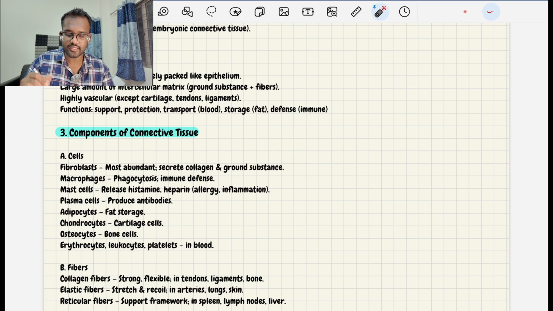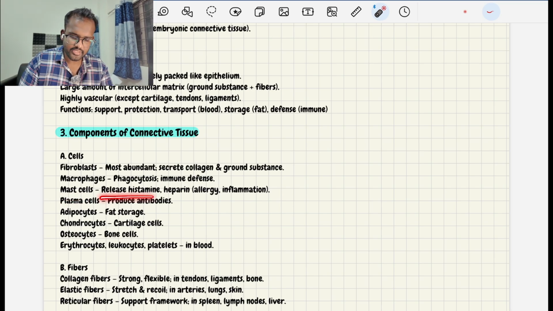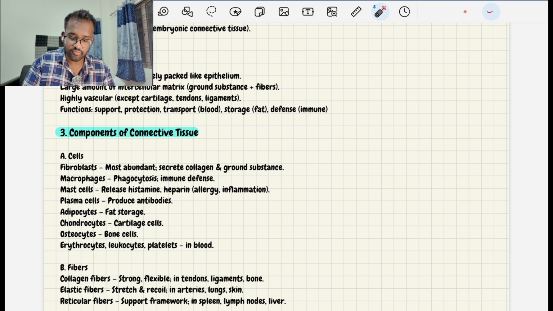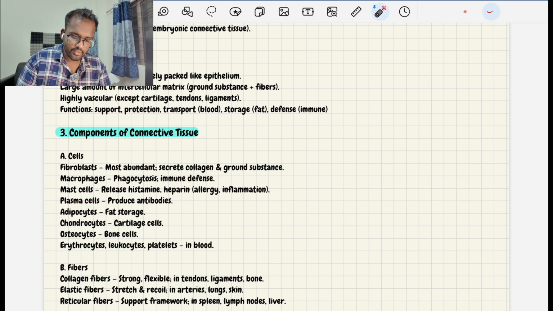Regarding these histamines and allergic reactions, I will be discussing in later parts of the video, because this is not the unit for this. So let's wait for the other video where I will go into detail regarding the allergic reaction, mast cells, what are B cells, what are T cells, and how the allergy actually happens. Everything will be in detail later. You have to remember mast cells are also connective tissue cells, which release histamine and heparin, causing allergy and inflammation. And we have plasma cells, which produce antibodies.